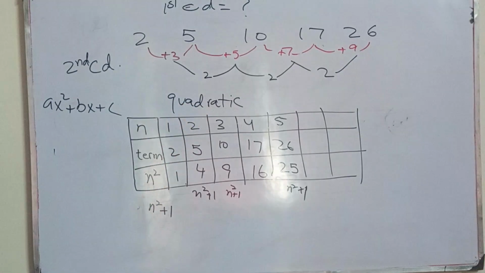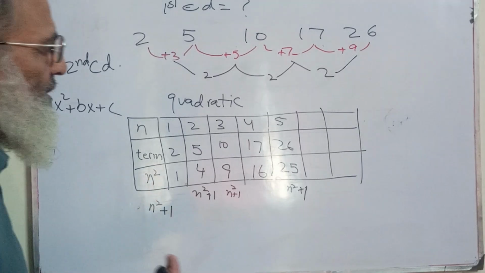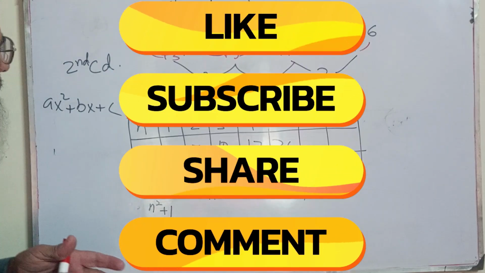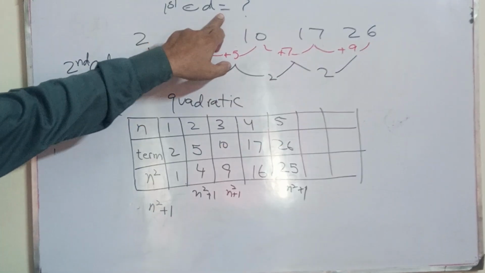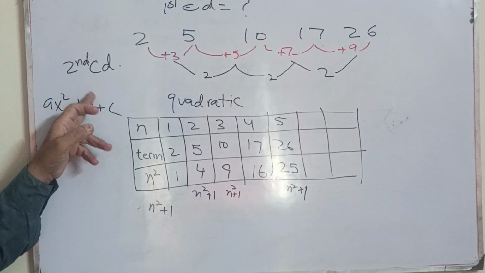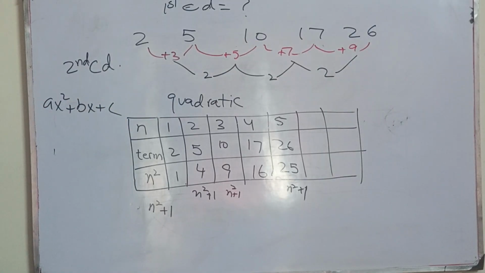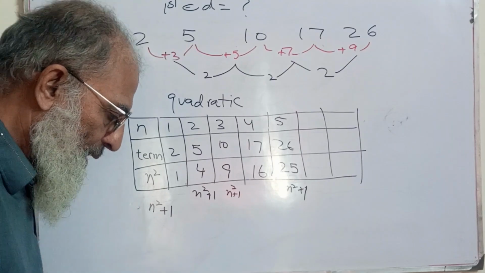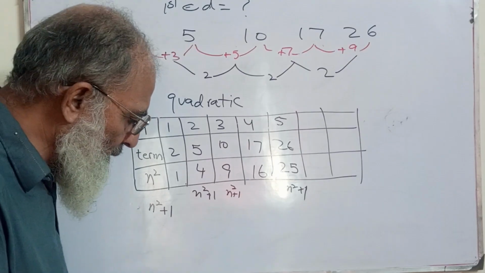This was a quadratic equation. If you have a third degree equation, that means a cubic equation, then you will not find the first common difference, you will not find the second common difference, but you will find the third common difference. I hope you have understood this point.